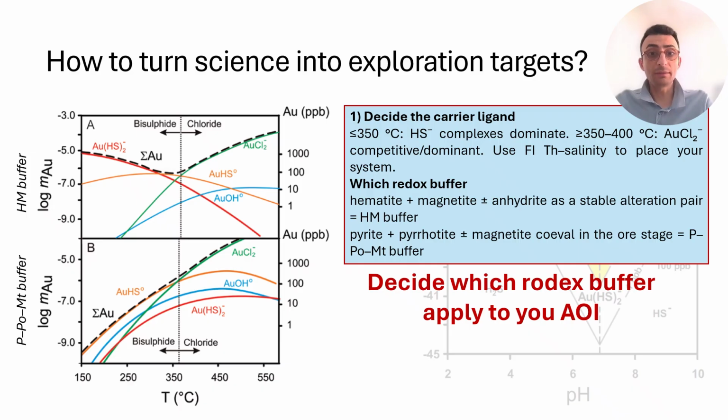If you see pyrite, pyrrhotite, magnetite co-evolve in the ore stage, use the pyrrhotite-magnetite buffer in panel B. In this buffer, total sulfur commonly drops on cooling, so gold solubility does not rebound. Precipitation can persist down temperature.